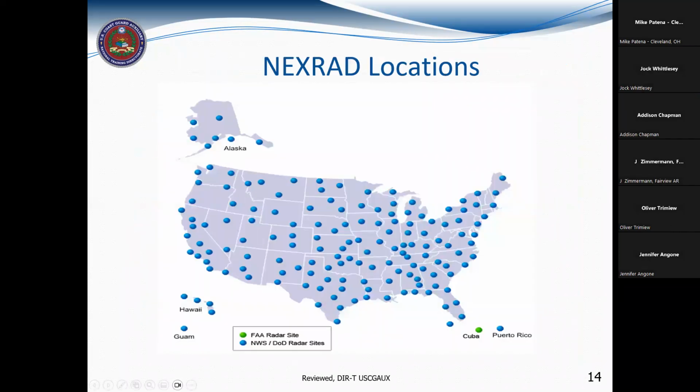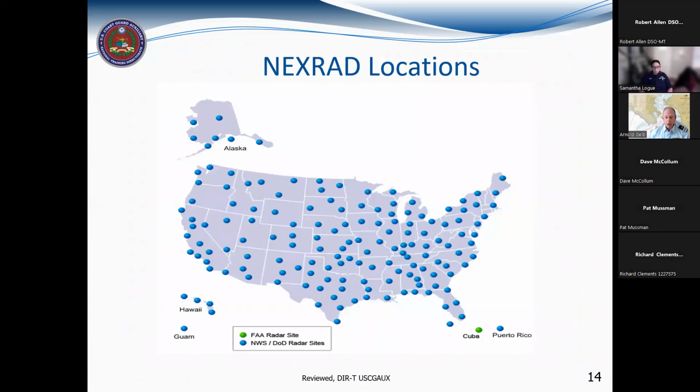This slide shows the 160 NEXRAD locations throughout the US, Alaska, Hawaii, Guam, and Puerto Rico. And then there's an FAA radar site in Cuba, as well as some other ones overseas that military have access to.